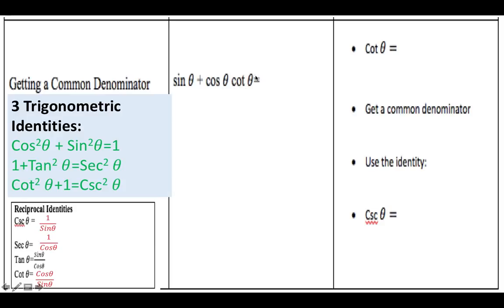Cotangent is not in sine or cosine, so what we're going to do is look at my reciprocal identities and rewrite cotangent as cosine over sine. So this cotangent is going to be cosine over sine.